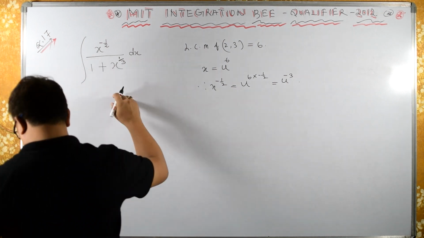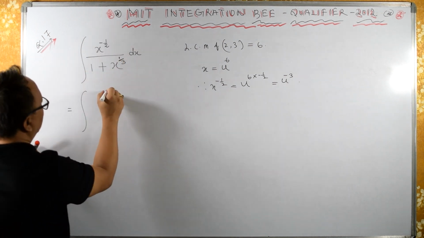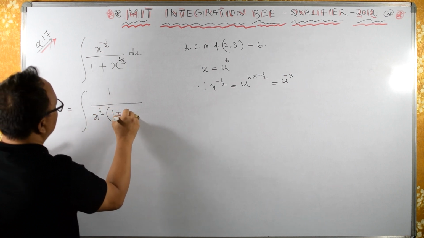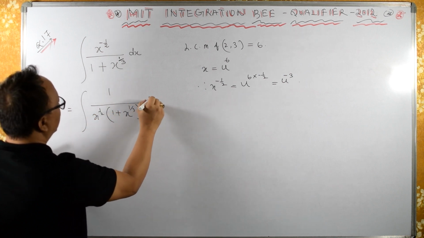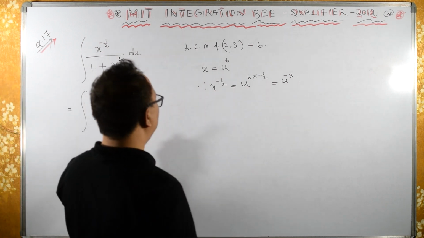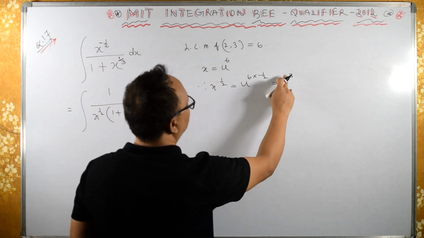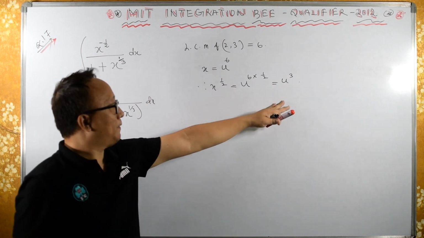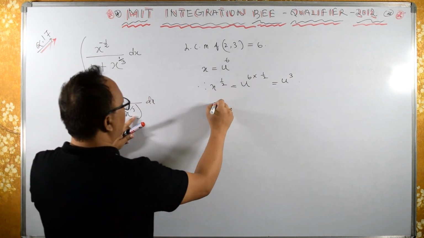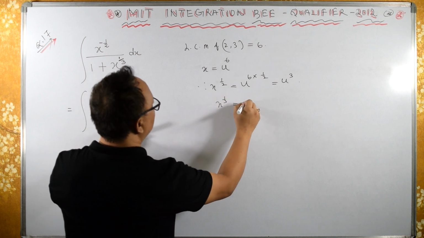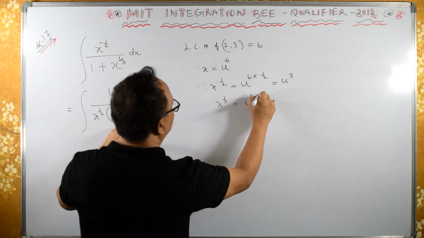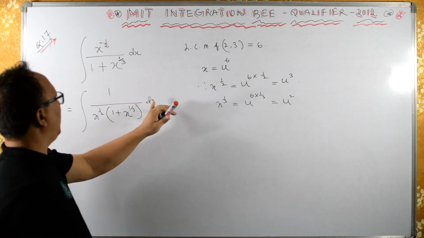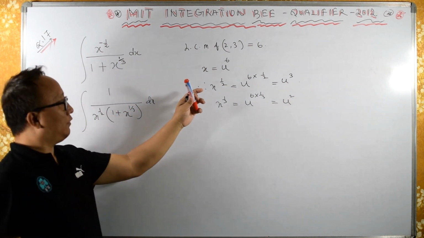Otherwise, what we can do, I think we can bring this down. This I can write as x raised to half over 1 plus x raised to 1 by 3 dx. If you do it like this, then x raised to half becomes u cube. Similarly, x raised to 1 by 3 equals u raised to 6 into 1 by 3, which becomes u square.